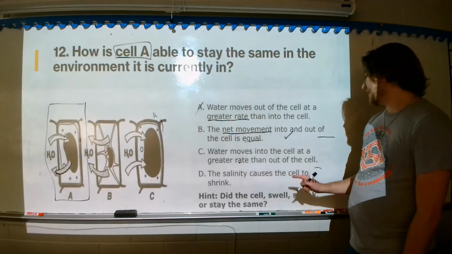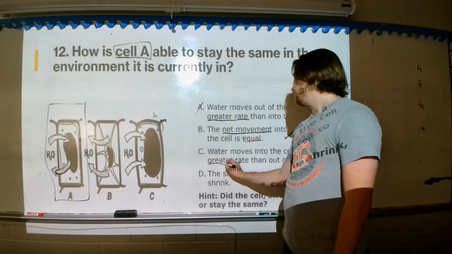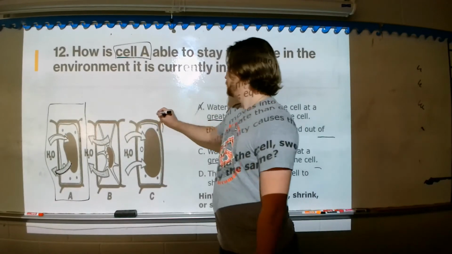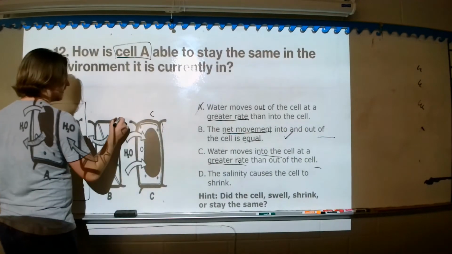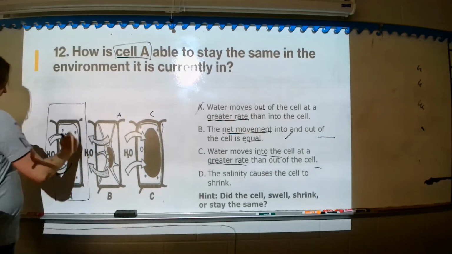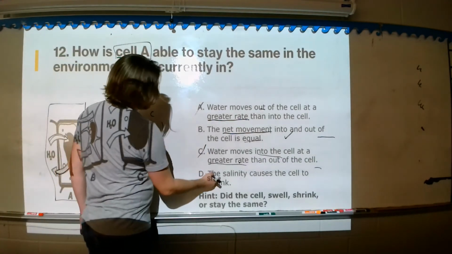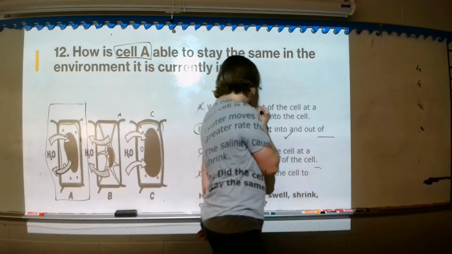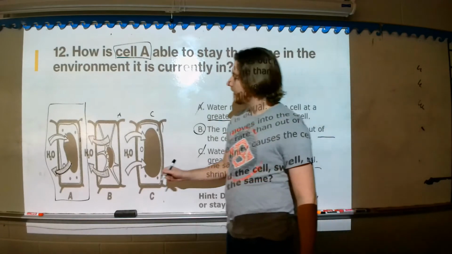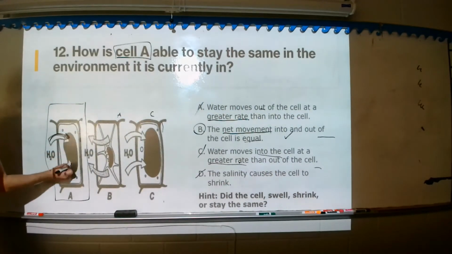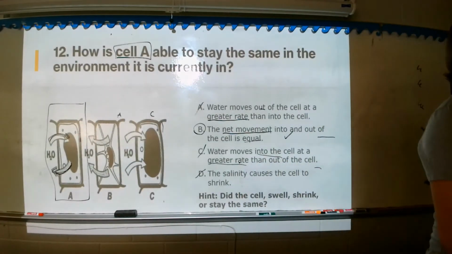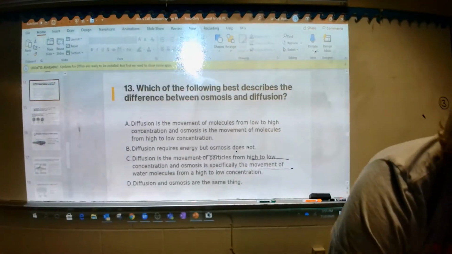C says water moves into the cell at a greater rate than out of the cell. Again, you're seeing water moving into, oops, I said this wrong. This one would be in reference to C and A, but we're looking for cell A. And D says the salinity causes the cell to shrink. It's not shrinking. I'm going to go back to my answer B. The net movement into and out of the cell is equal. I can see water going in. I can see water going out. It is equal. Okay, I think this time we're good.